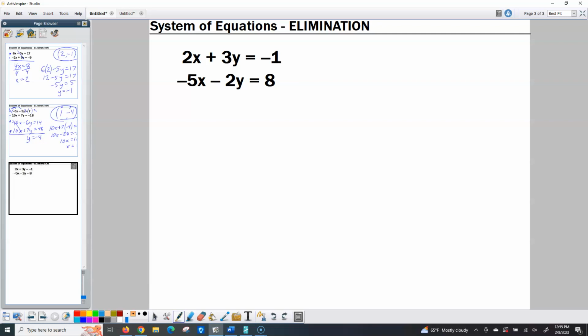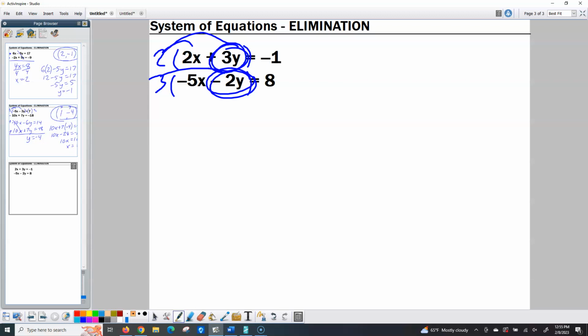When I look at this, you could multiply this top one by 5 and this one by 2. That's going to get rid of your x values, because that would give you 10x up top and then negative 10x on the bottom. You could, though, multiply this top one by 2 and this bottom one by 3. If you did that, when you distributed, you would get 6y and negative 6y. So there are right and wrong answers, but there's a bunch of different right answers.